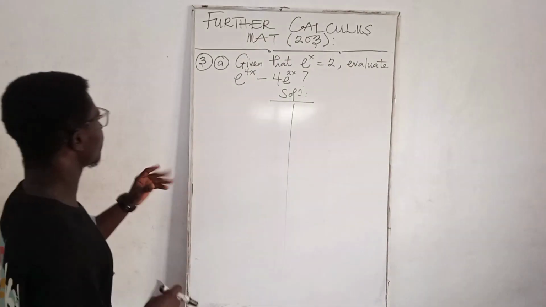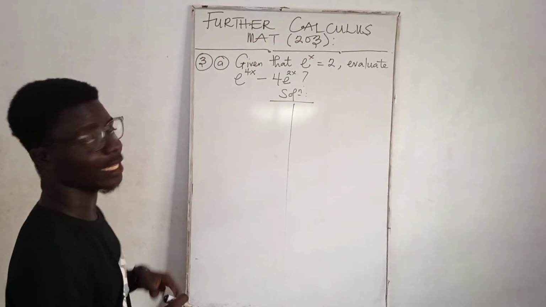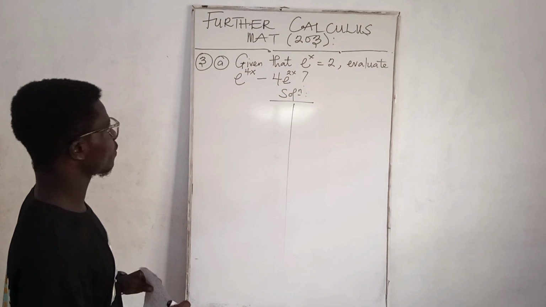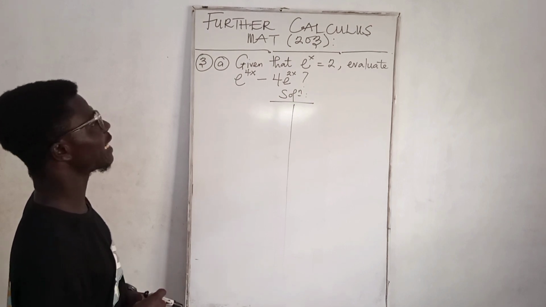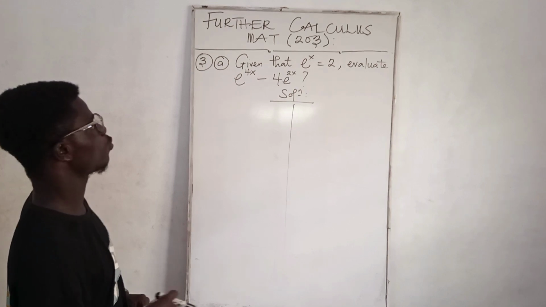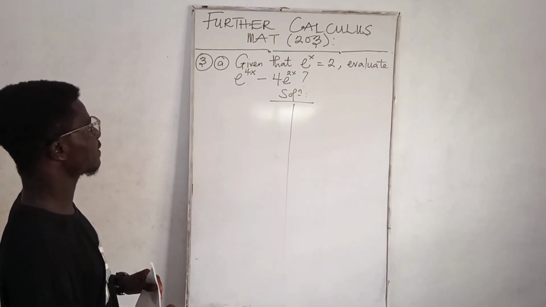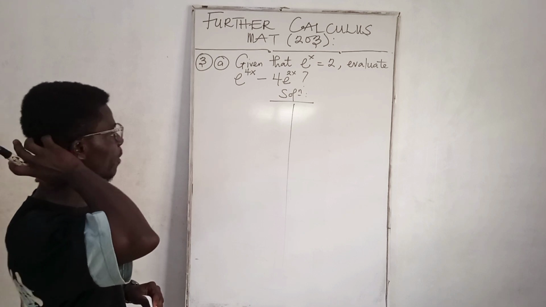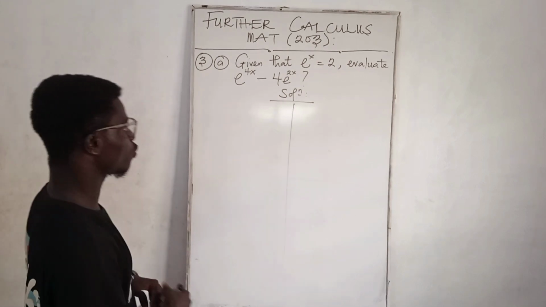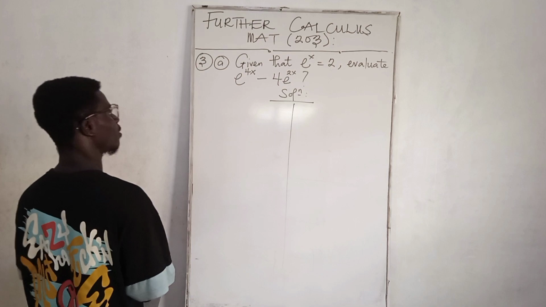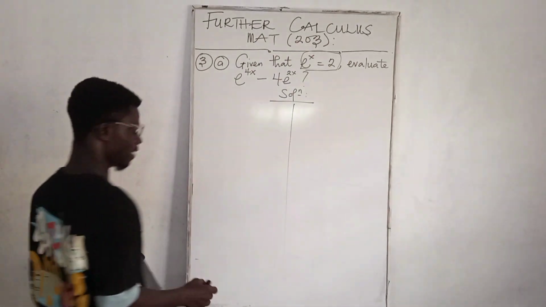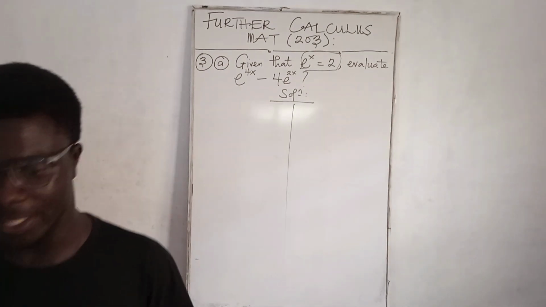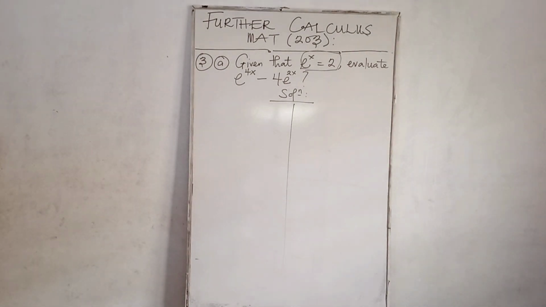All right, so this one is sample question 3. That's our last sample question. Further Calculus, Math 203. Question 3a: given that e to the power x equals 2, evaluate e to the power 4x minus 4 to the power 2x. So how best can we solve this? We deduce that e to the power x equals 2, then we substitute the value of e to the power x inside the expression given.